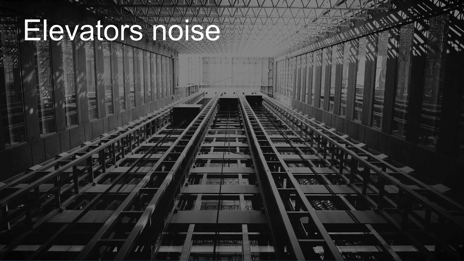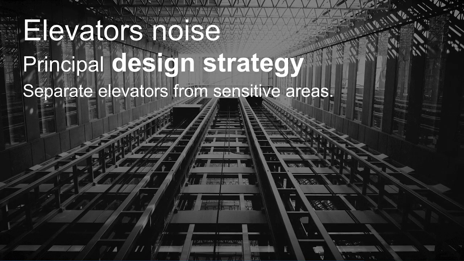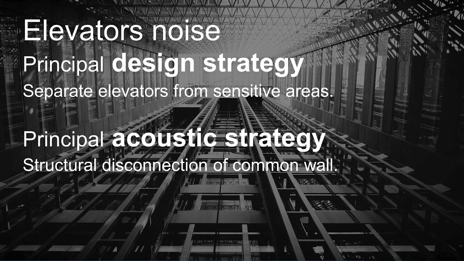I'll start with the elevator's noise, as I've personally lived in a lot of buildings and I've spent nights in many hotels where I could hear every single stop and start of the elevator. So the principal design strategy when designing the elevators is to separate the elevator, so the elevator shaft wall, from the noise sensitive area. Again, if we are limited with options and we can't escape from these situations, the correct acoustic strategy would be to structurally disconnect the common wall between the room and the elevator shaft, because that's the wall which usually has a very large surface and transmits the sound from the elevator's movement to our ears.